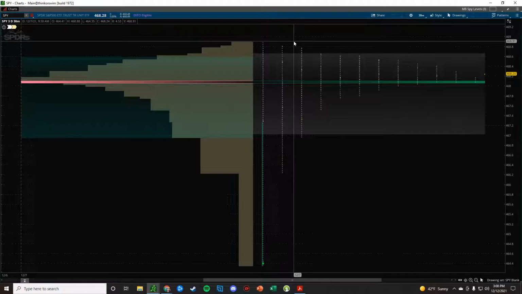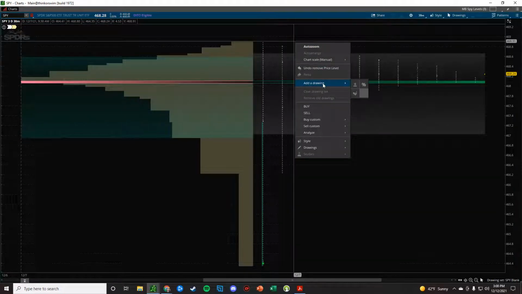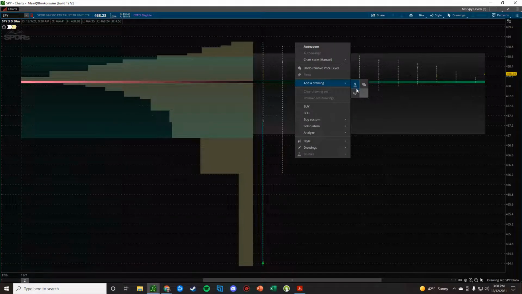The first thing that I want you to notice is that when you go to add drawings to a TPO chart, you don't have a lot of options, which means if you're trying to share a drawing set between your candlestick charts and your TPO chart or your monkey bars, you need to make sure that the lines you're drawing on any other chart, if you want them to show up on monkey bars, have to be a price level. If you do trend lines, they're not going to show up on your monkey bar chart.